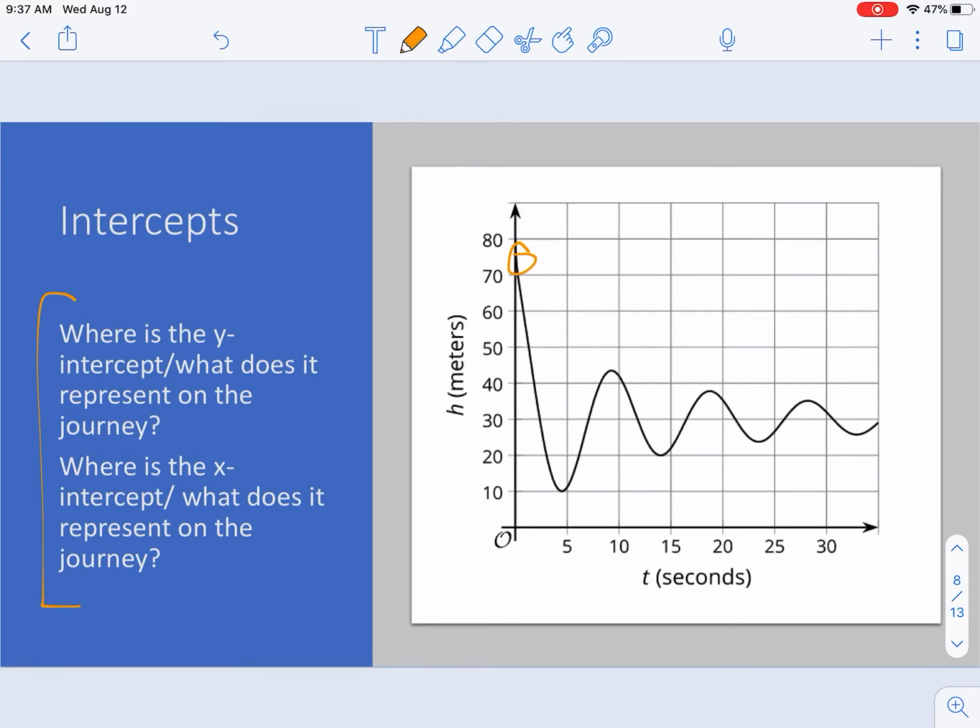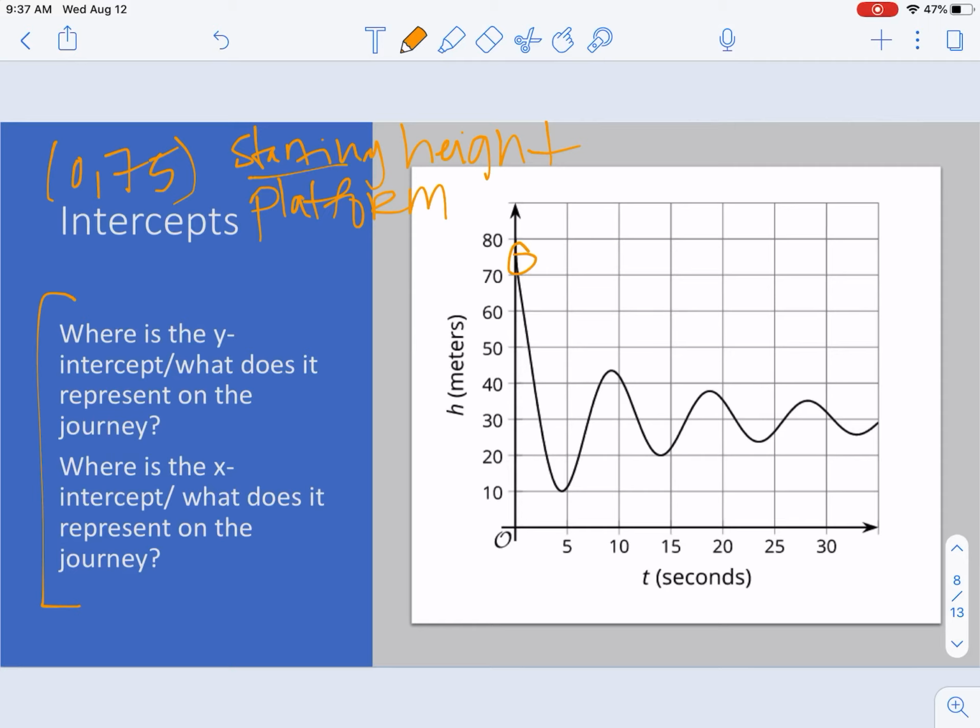So the y-intercept was here. We said that looks to be approximately 0.75. So we're able to locate it, and this is what it represented on the journey. That was the starting point, or where the platform was. Wherever our bungee jumper was jumping from, this is that starting point. This is how high the platform was.